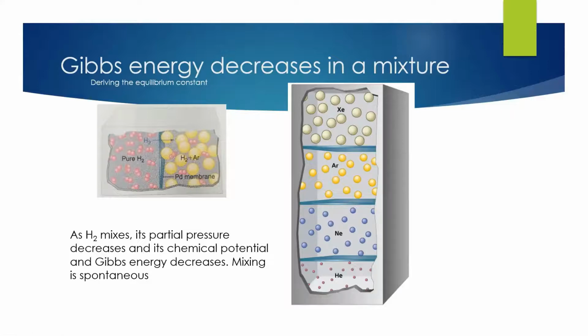So how can we describe this mathematically? Well, if the mixing is happening spontaneously, which of course it does, that means that delta G for this process must be less than 0.